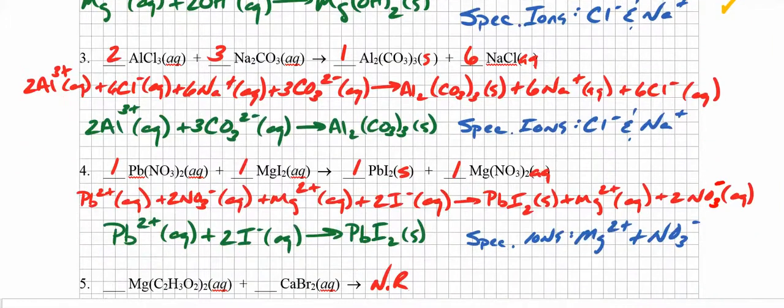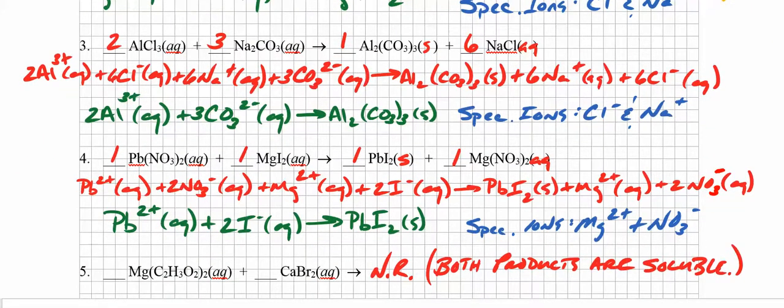Number 3 says this. Now this one, notice we have to balance first of all, and it's 2, 3, 1, 6 that balances this reaction. So verify that. 2, 3, 1, 6 is the balanced reaction. Notice also that the aluminum carbonate, Al2(CO3)3, is a solid, and sodium chloride is aqueous. So we're going to get a reaction because of the solid.